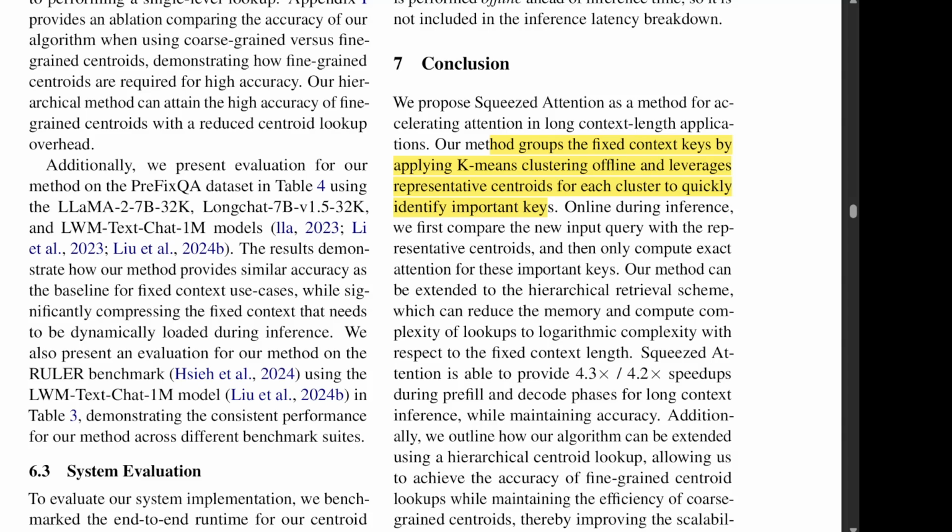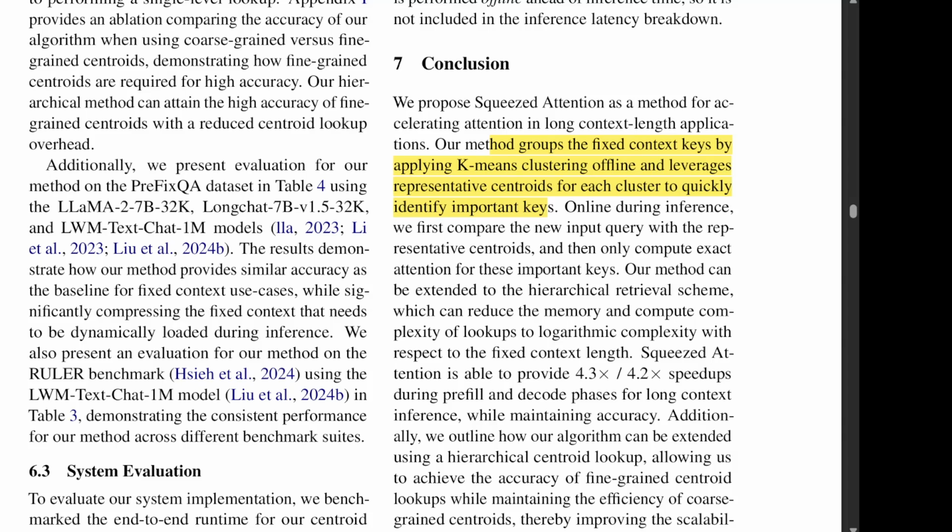And the hierarchical approach, did that help too? Yes, the hierarchical method managed to reduce the lookup overhead compared to the single-level approach while still maintaining that high accuracy. It confirmed that having those fine-grained centroids, level 2, is important for accuracy, but the hierarchical search makes accessing them efficient. Okay, accuracy is preserved, memory is way down.